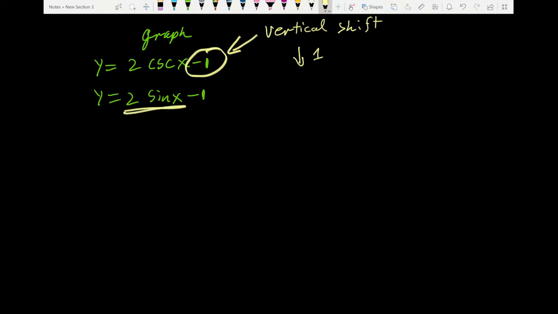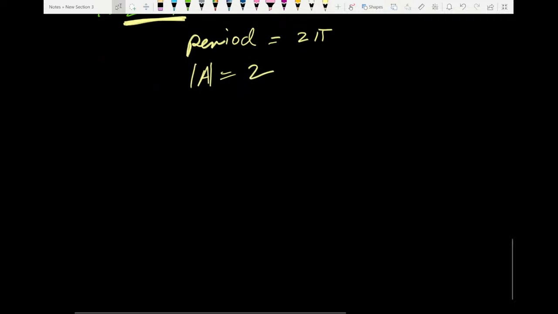First, let's graph this part. What's the period? 2 pi over omega. Omega is, in this case, 1. What's the amplitude? 2. So let's graph this sucker.